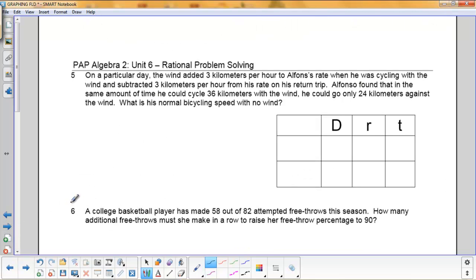If you want to take a look at this problem, I'd like you to practice using the distance rate table on your own. We will discuss this as a warm-up at the beginning of class tomorrow. So please, at the end of this video or now, whichever is more convenient for you, take the time to fill out your table and solve it.